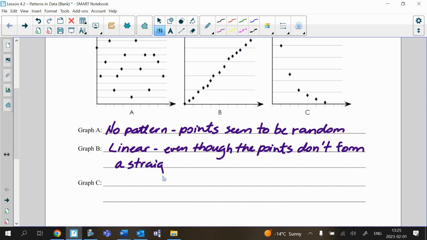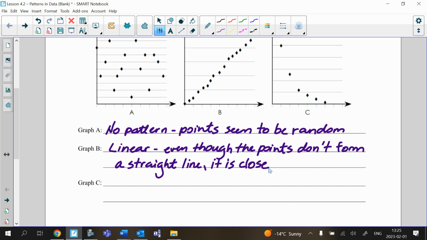So that's one thing we've got to establish when we look at a series of points on a graph. It doesn't have to form a straight line to be linear. If it's heading in one direction, up or down, and it looks like you could draw a line through it and maybe get half the points above and half the points below, then we could call it linear.